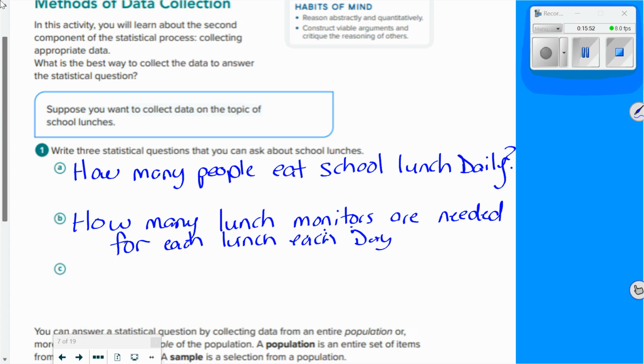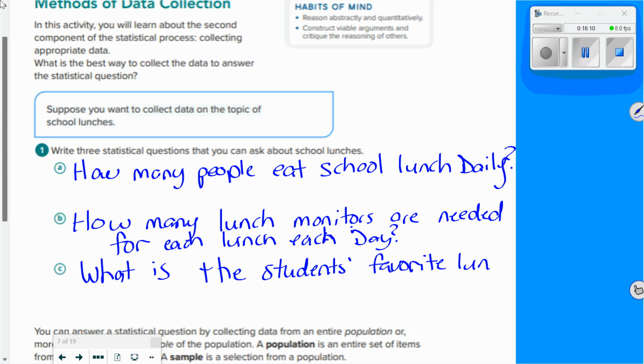All right, I'm going to write my question. What is the student's favorite lunch? Would that get the same one answer? Do you think everybody's favorite lunch is the day you have breadsticks and some kind of sauce to dip it in? No, that is not everybody's favorite lunch. So you will get more than one answer.